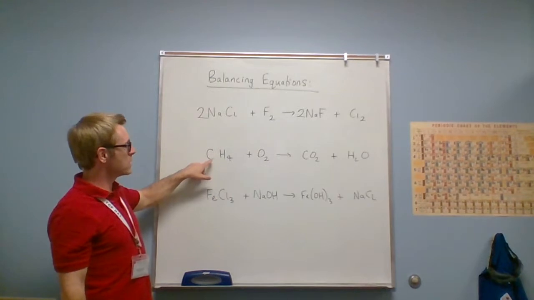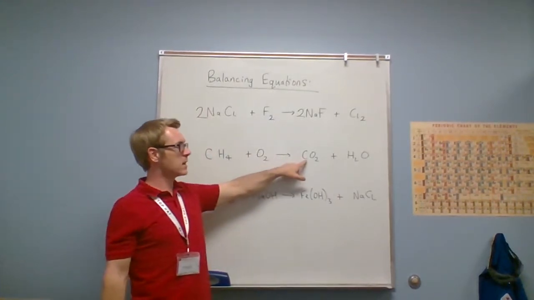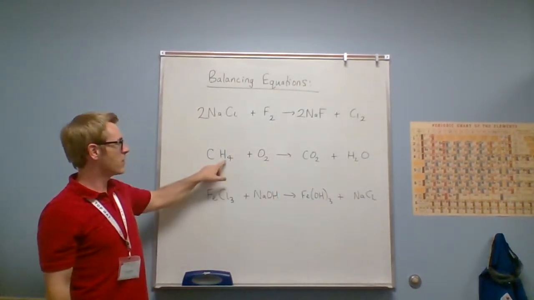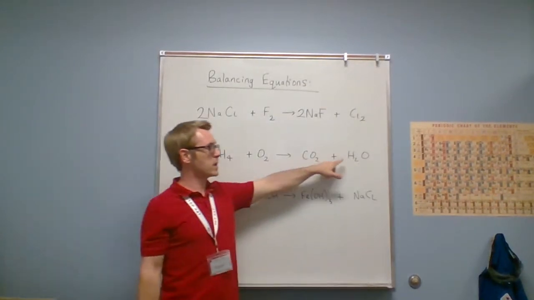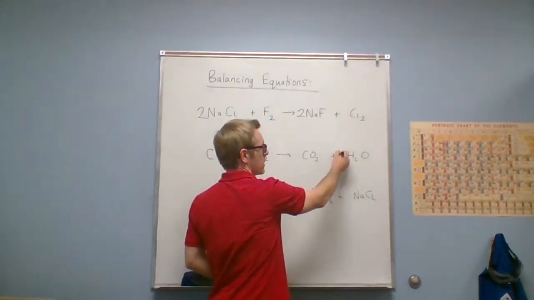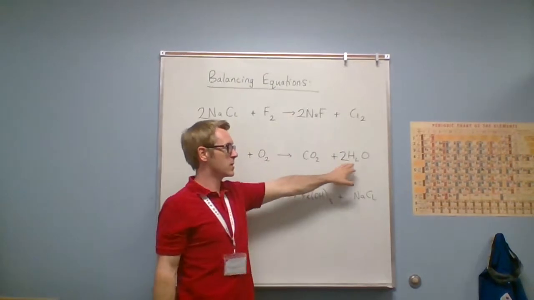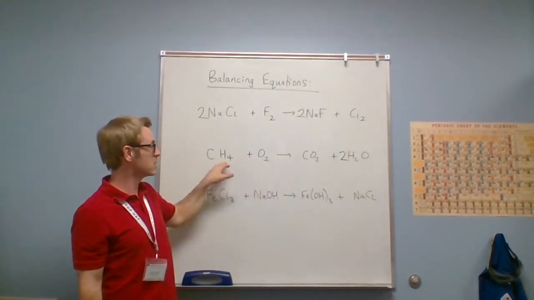In this equation I have a carbon on either side. I have 4 hydrogen on the left. I only have 2 on the right, so I would put a coefficient 2 here. So now I have 4 hydrogen on either side.